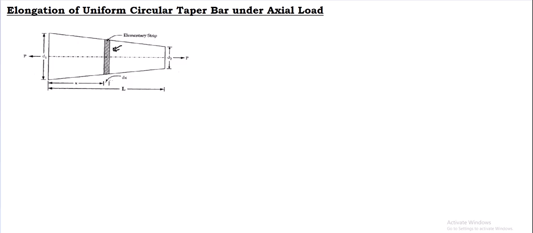For this dx we'll calculate the elongation first, and later we'll integrate it over the total length, from 0 to L, right? Here I will first consider this elementary strip, as I have discussed. On this elementary strip, whatever the total force is acting and the total elongation is expected, a similar kind of deformation is expected throughout the length.